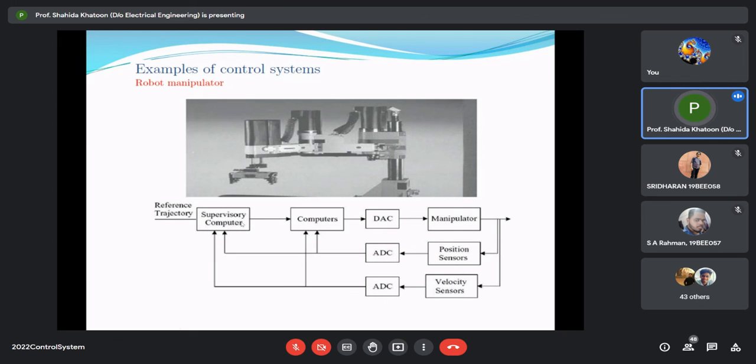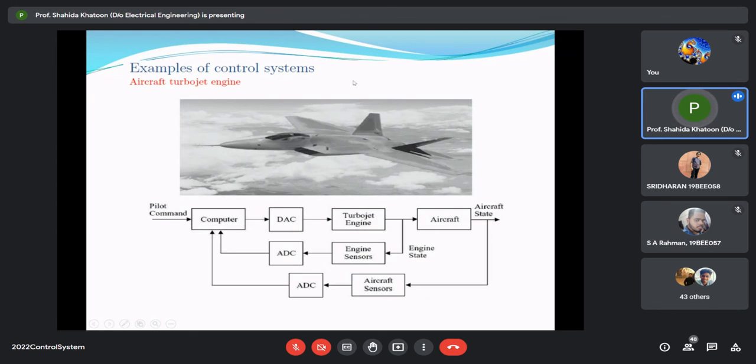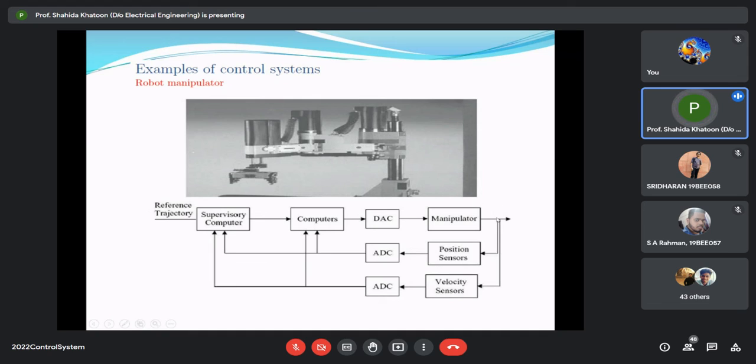Then robot manipulator is another example of a control system where the reference trajectory is given to the supervisory computer. The computer gives input to the manipulator, and we use a position sensor or velocity sensor, whichever we need. We take the output from the manipulator and feed it back. If the output is position, then it is fed to the position sensor. If it is velocity, then it is fed to the velocity sensor, and it is fed back to the computer. And the robot manipulator is used for trajectory tracking. You can draw this diagram also.